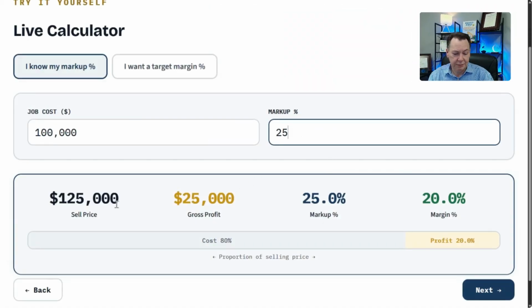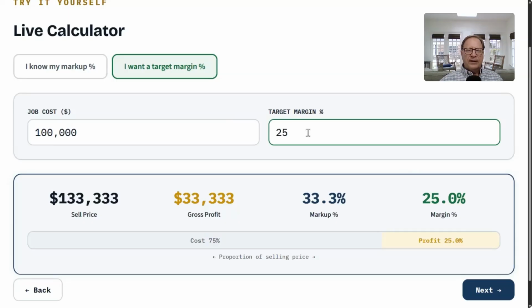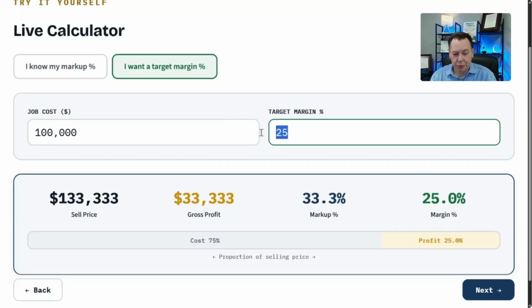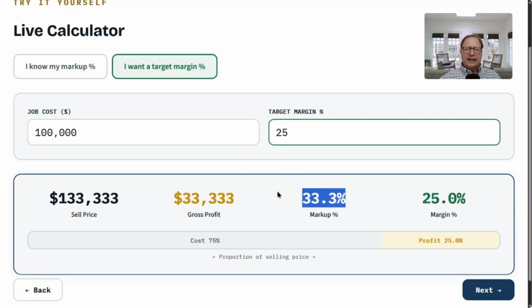Then you take the selling price, you take the 100,000 times 1.25 to get 125. So you take 125 and you have a $25,000 gross profit. That's 20% of 125. I see exactly what you're saying. All right. But if you want a margin of 25%, if you do the math on that, you've got to actually mark it up by 33%. Wow.